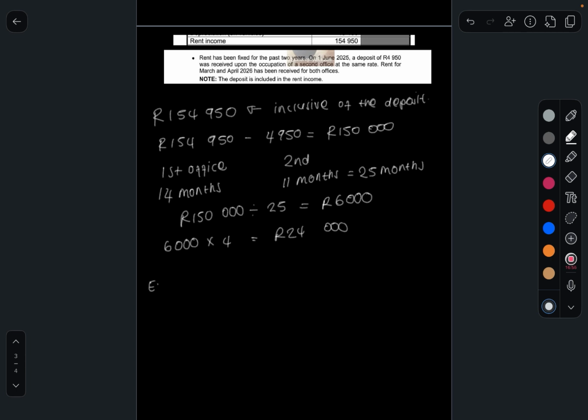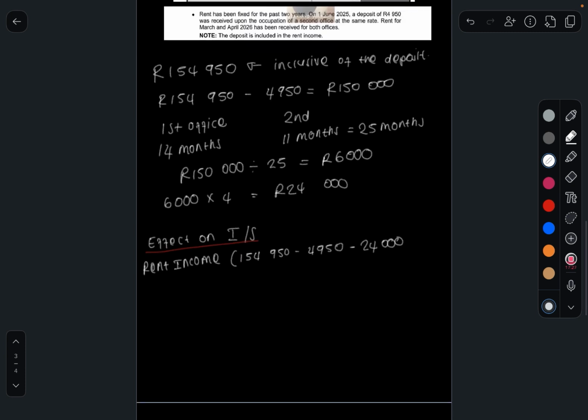So the effect on income statement, firstly, it's the rent income. So we're going to subtract, okay, let me do it step by step. We're going to subtract the deposits, and then you're going to subtract the 24,000 because it's payable. It's for the next financial year.